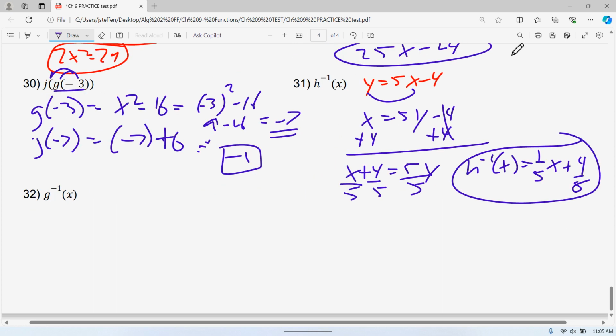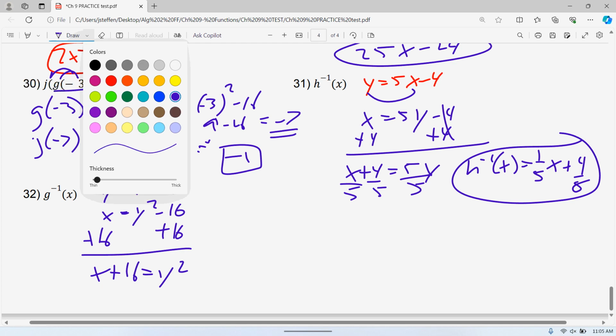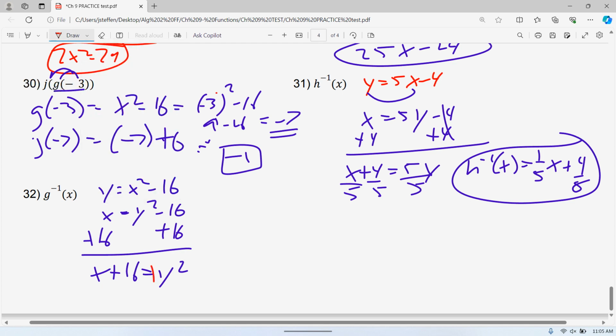And the last one is the inverse of g of x. So again, we have y is equal to x squared minus 16, but we need to switch the x and y. So add 16 to both sides. X plus 16 is equal to y squared. To cancel out that squared, we take square root of both sides, which means we need a plus or minus. So y is equal to, but I'm going to change it to g to the negative first. G to the negative first of x is equal to plus or minus the square root of x plus 16.